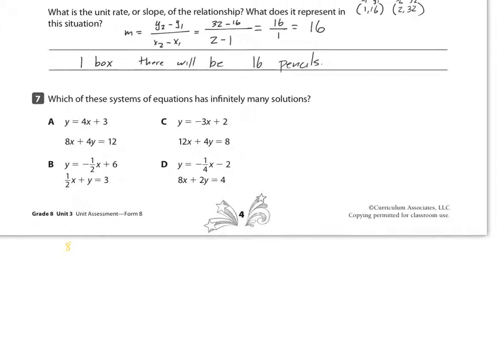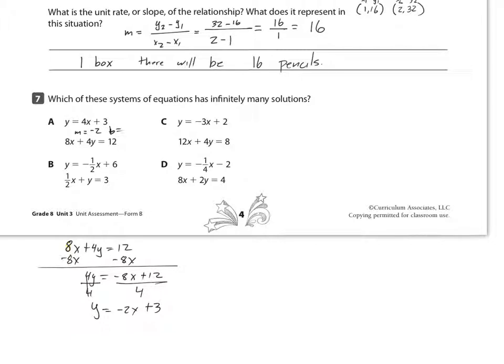So we have 8x plus 4y is equal to 12. Subtract 8x from both sides. You get 4y is equal to negative 8x plus 12. Divide by 4, divide by 4. And you get y is equal to negative 2x plus 3. So slope is negative 2. Y-intercept, your b is going to be 3.